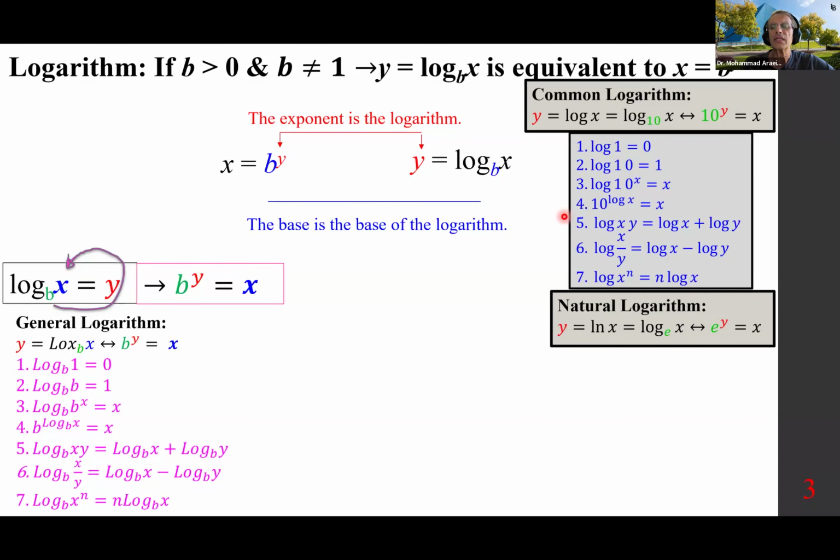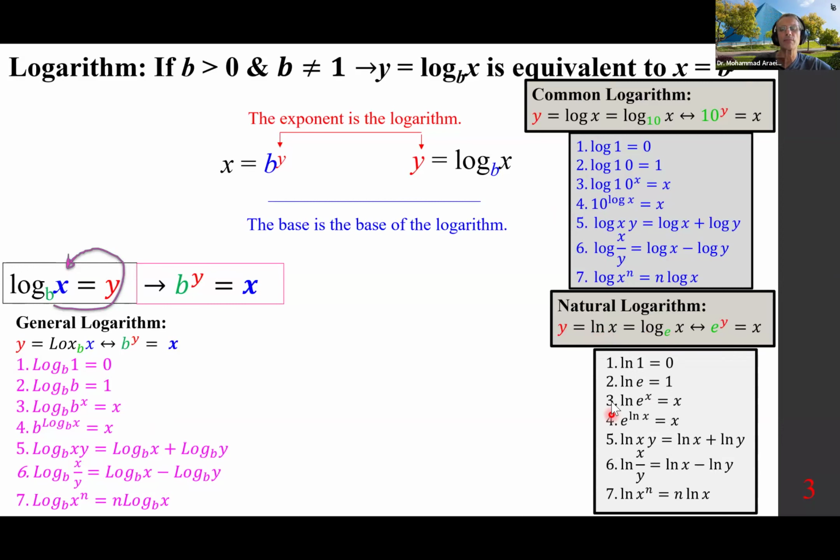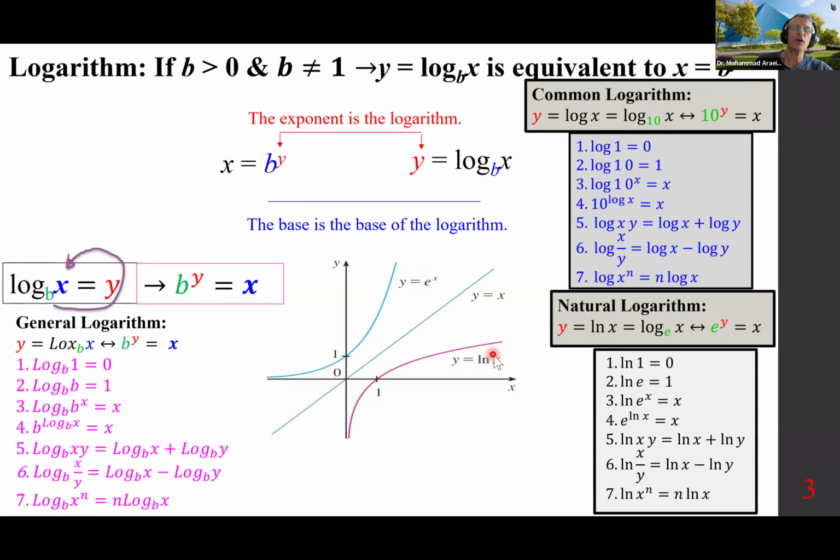If the base is e, we call it ln x, and again we can write the properties for natural log. And exponential functions and logarithmic functions are inverse functions. Therefore, if you graph them in the same set of axes, they are symmetric with respect to the line y equals x. And here's a change of base formula. If you want to evaluate the log with different bases, you can use the common log or the natural log.